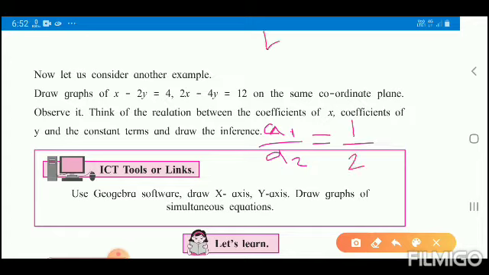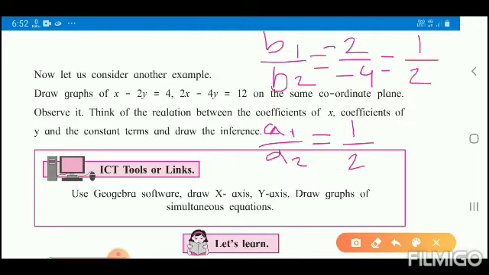Okay. Then we will see B1 upon B2. B1's value is negative 2. B2 is negative 4. It is also 1 upon 2. Now we will see the value of C1 upon C2. C1 is 4 and C2 is 12. So, it is equal to 1 upon 3.